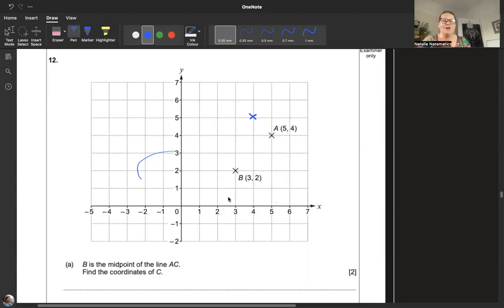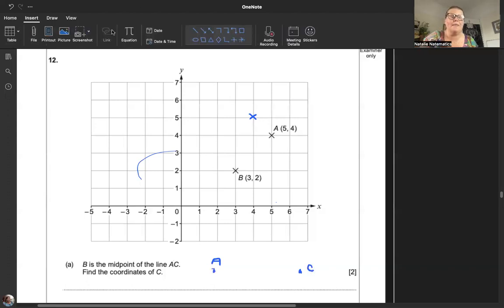So 5, 4, 4, 5, sorry. There you go. B is the midpoint of line AC. Find the coordinates of C. Now, when it says AC, basically that means, and I'm just going to illustrate it here, you're going to have a point called A, and then a point called C, and it is the line. And in fact, I can do a line on here.